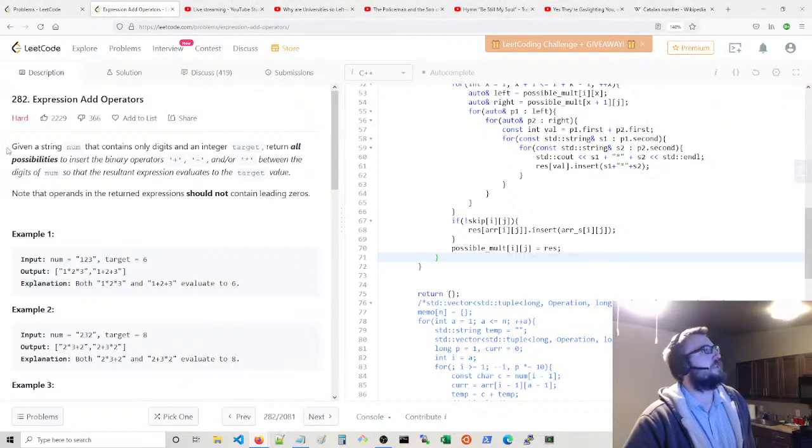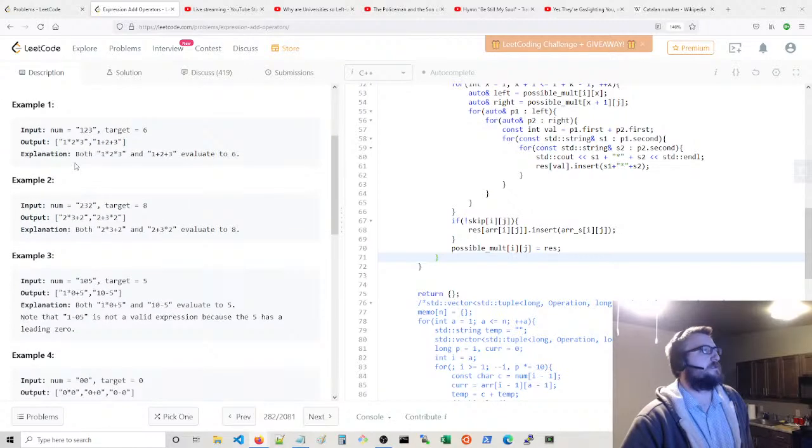Given a string num that contains only digits and an integer target, return all possibilities to insert the binary operators addition, subtraction, and/or multiplication between the digits of num so that the resultant expression evaluates to the target value. Note that operands in the returned expression should not contain leading zeros. So for 1, 2, 3 with target 6, you get 1 times 2 times 3, or 1 plus 2 plus 3.